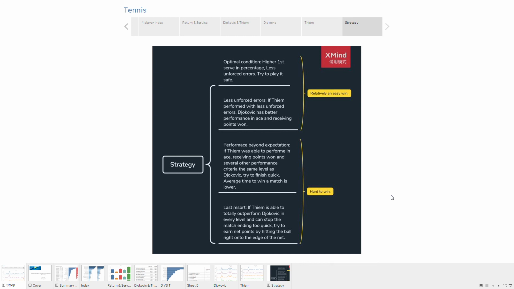So all of these situations we listed are the strategies we would like to present to Djokovic. We strongly believe that Djokovic will be the potential winner at the end of the game.